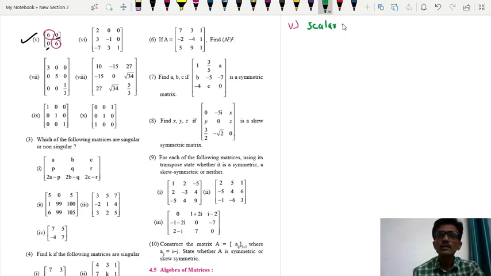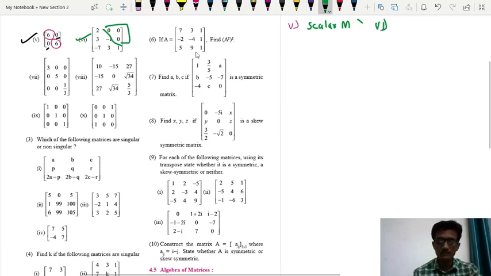What about the sixth question? Here all the elements which are above the diagonal are 0. So it is a lower triangular matrix. This matrix is a lower triangular matrix. It is a lower triangular matrix.